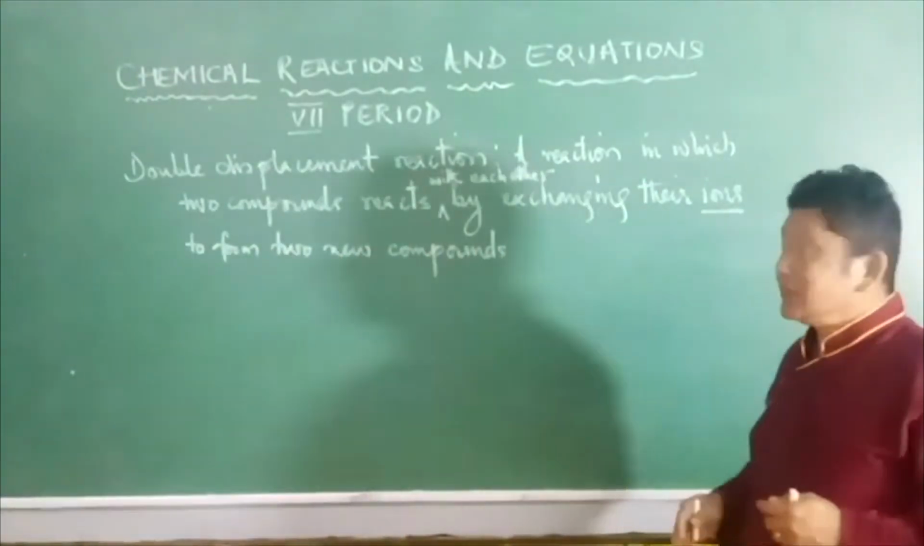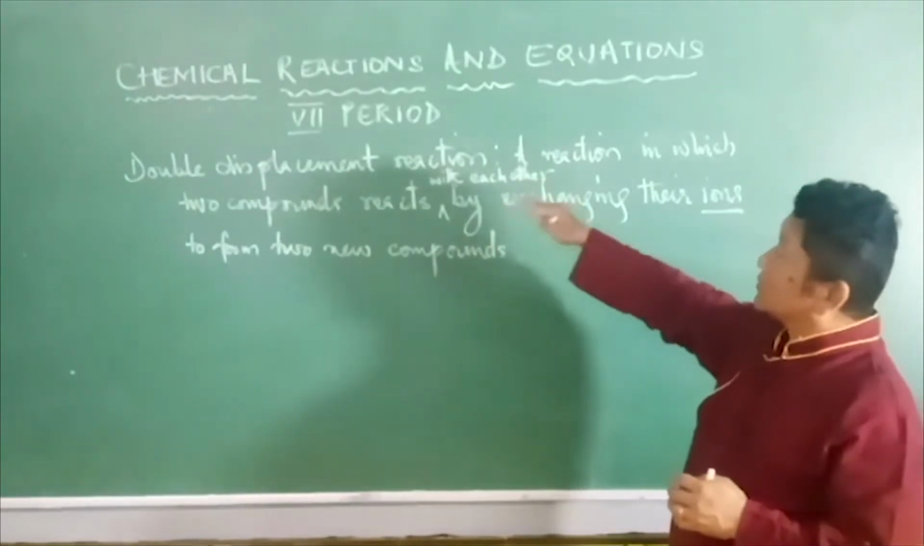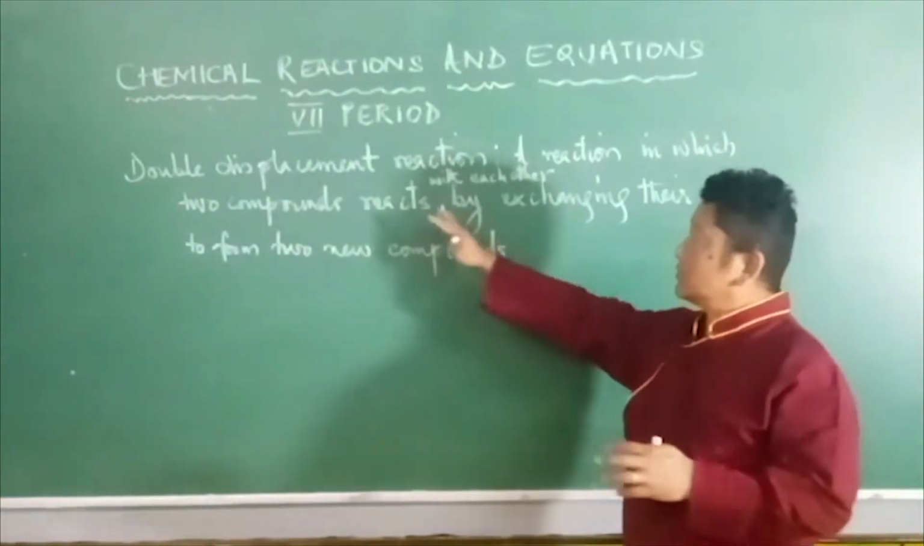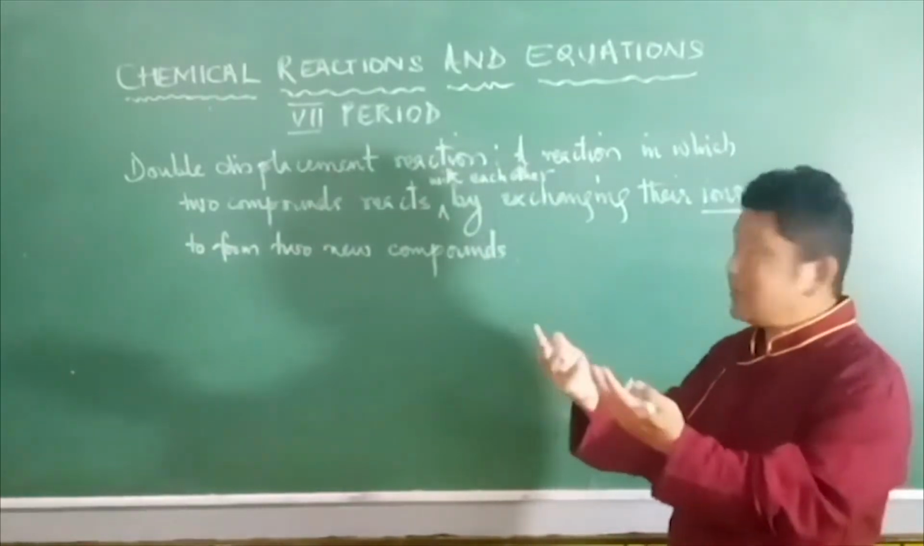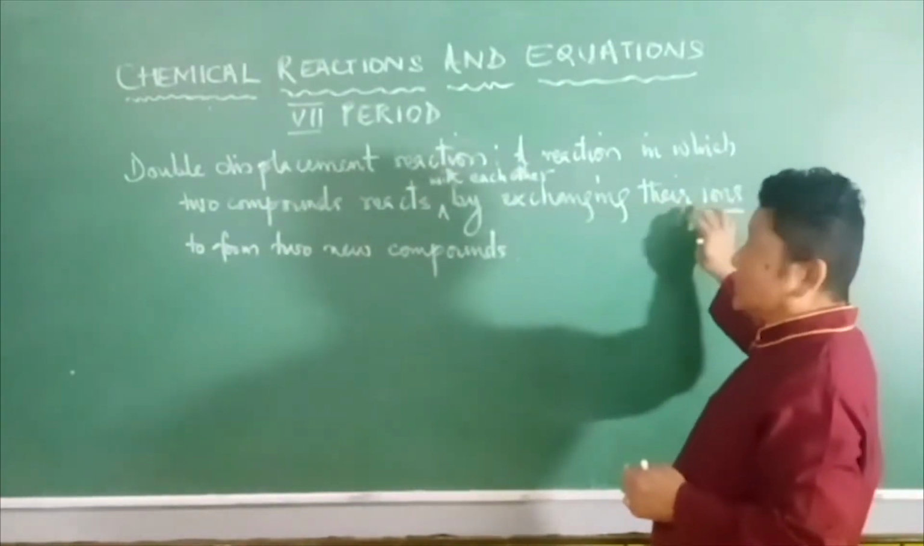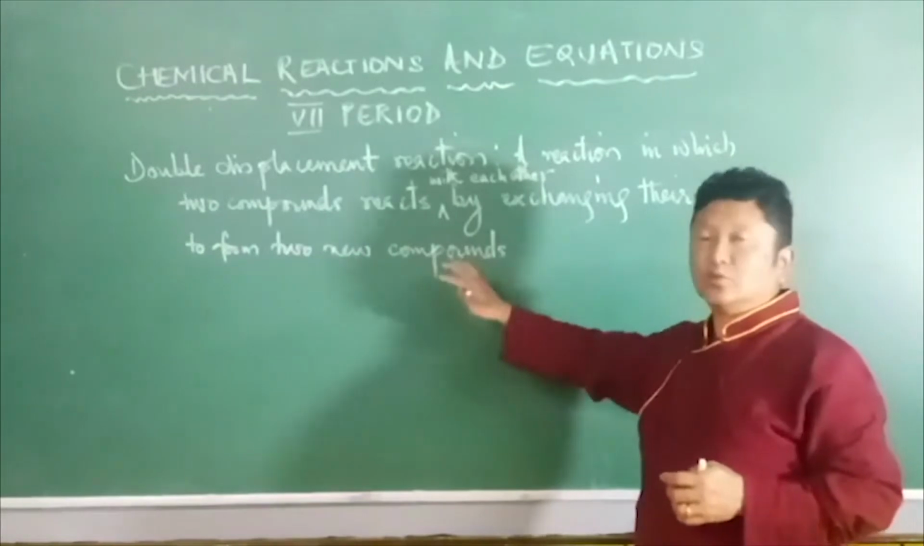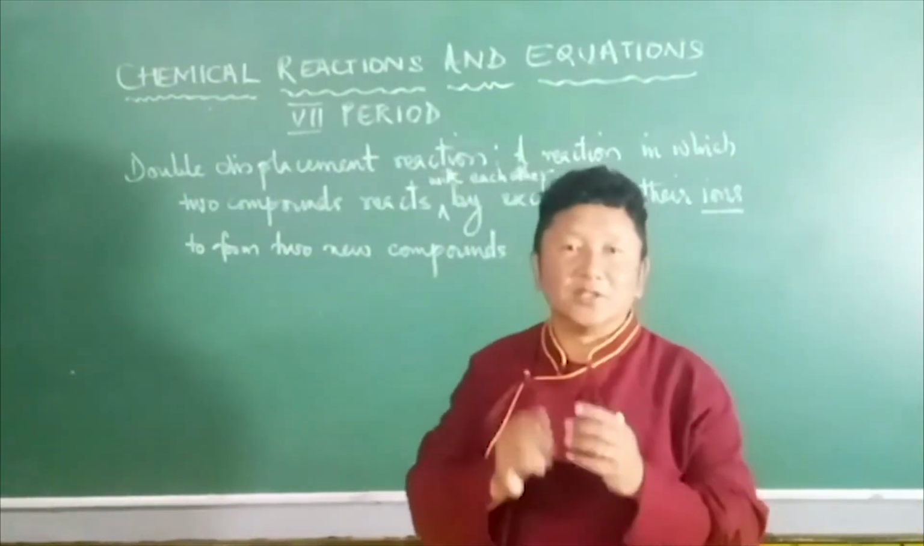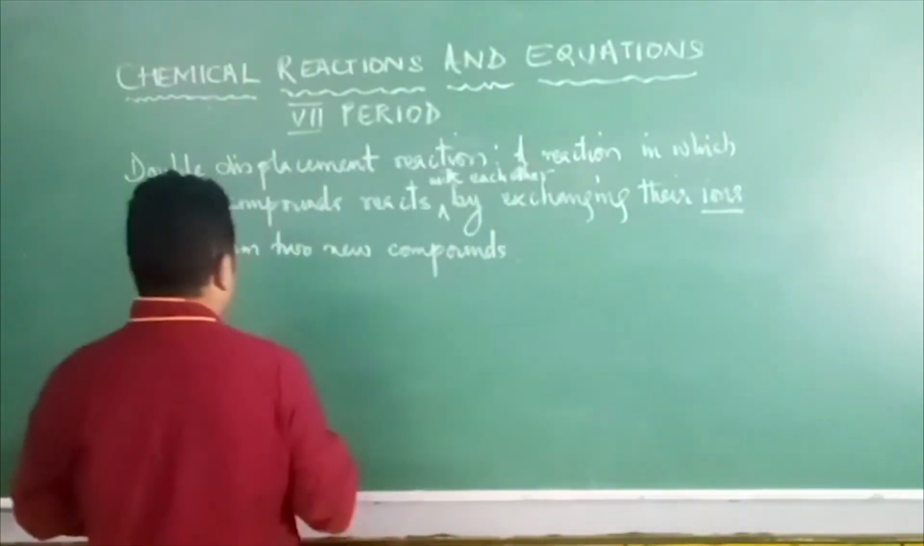I repeat, a double displacement reaction is a reaction in which two compounds react with each other by exchanging their ions to form two new compounds. Such a reaction is called a double displacement reaction.